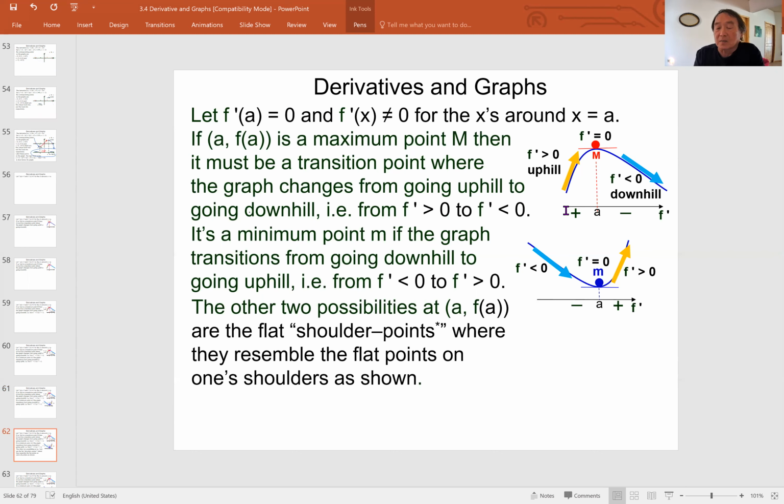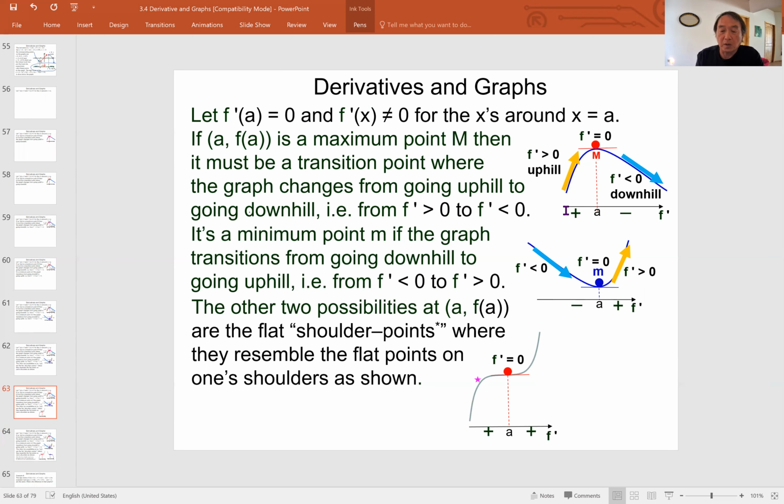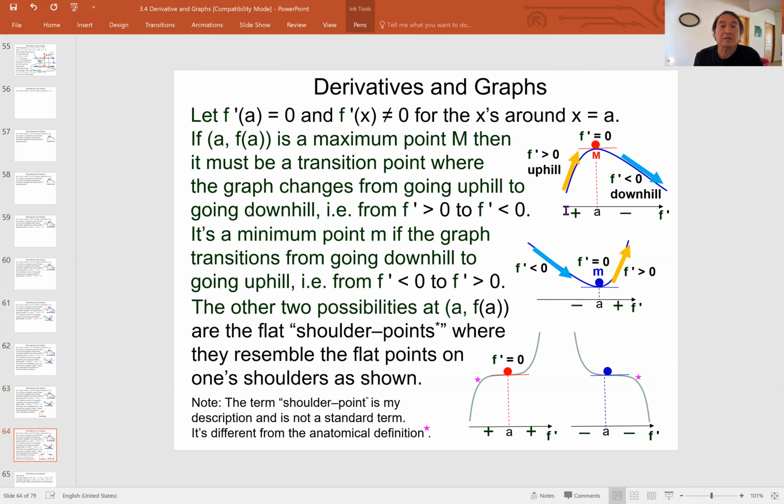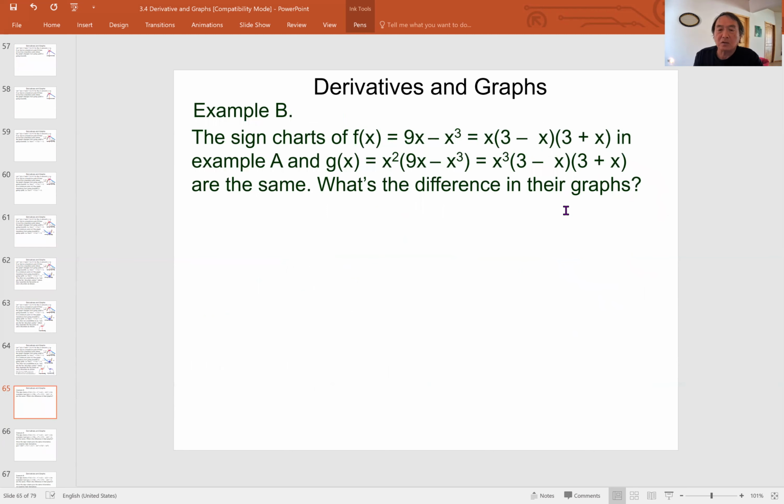And then there are two other possibilities where the derivative becomes 0. It could be that the derivative is positive on both sides of the point with 0, or both sides are negative. Okay, I call this the shoulder point, because it resembles a flat point on a shoulder. Nobody else uses this terminology, so I will use it just for this PowerPoint, and you can use it on the test. Okay.